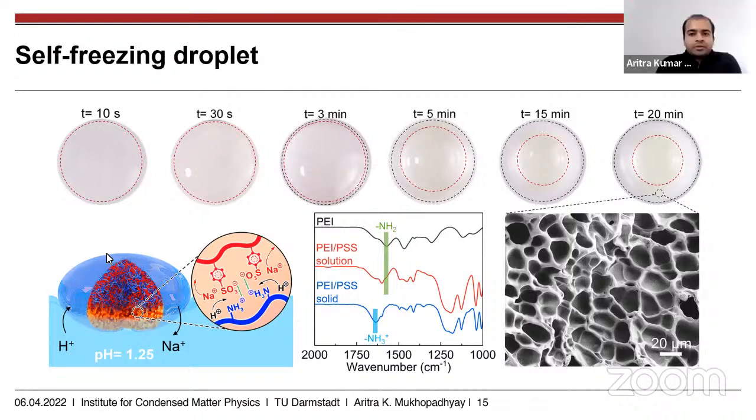Okay, thanks for the comments. To answer the first question, the shape of the droplet doesn't really change. As you said, the solidification proceeds in a very uniform way from the edges to the interior, and the spherical shape of the droplet is still preserved.